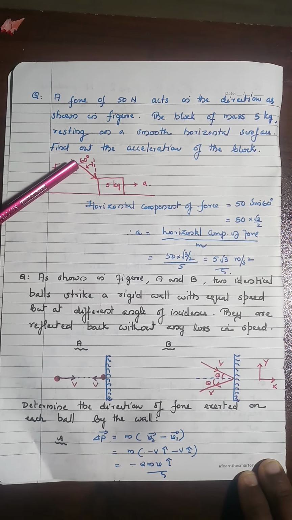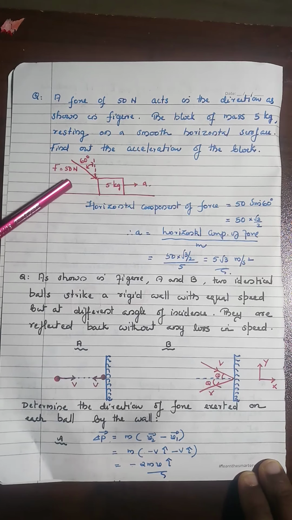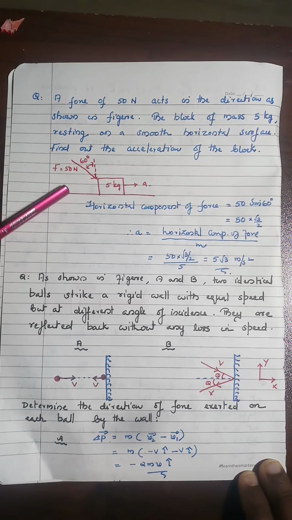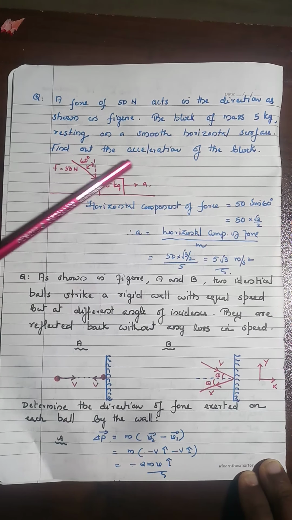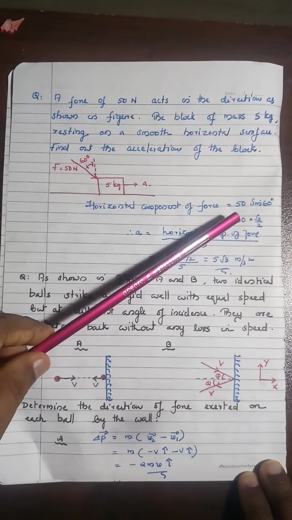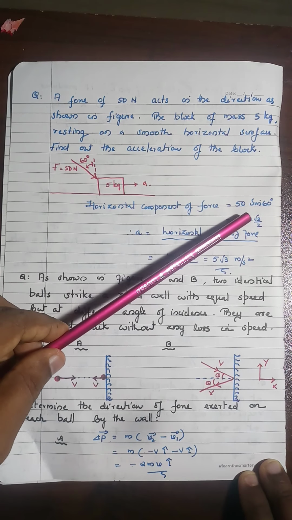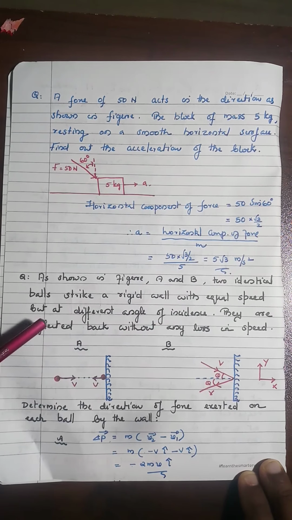So we have to take the horizontal component of force, and that force can be split into two components. If it is 60, then this angle becomes 60. So this component becomes cos 60 and this becomes sin 60. So we can say that sin 60 gives the horizontal component, and hence we can write it as 50 into sin 60, which is equal to 50 into root 3 by 2.